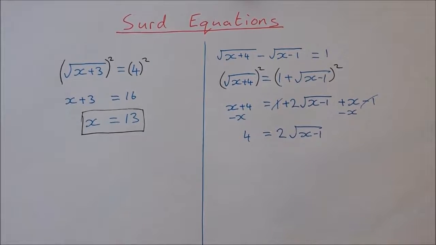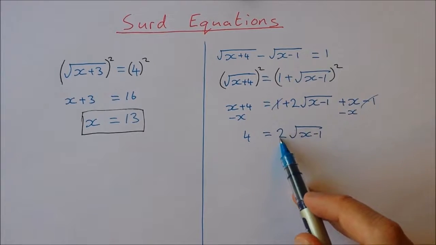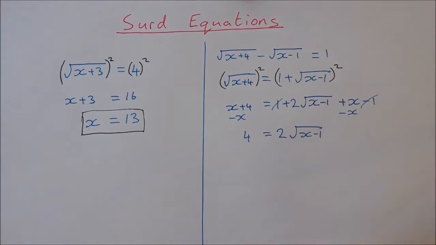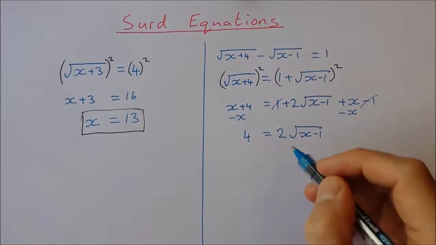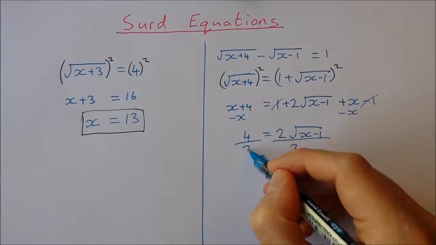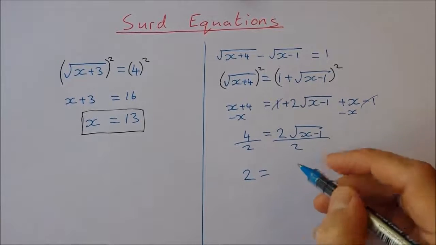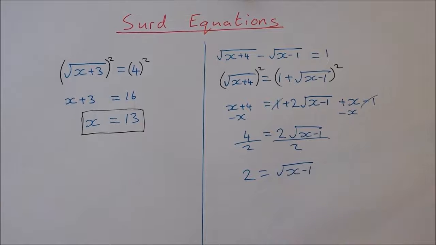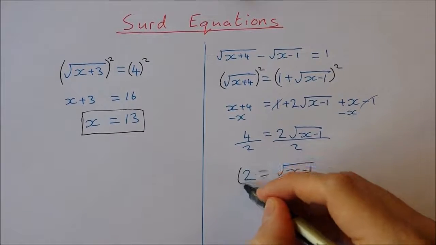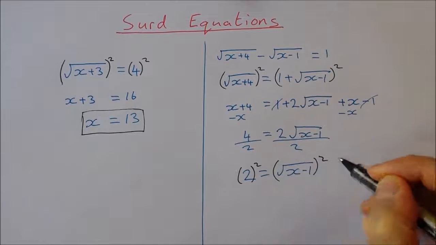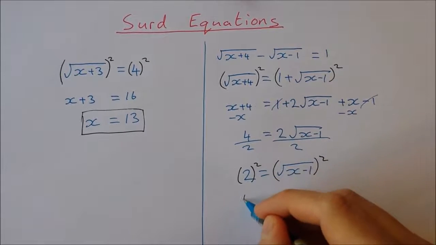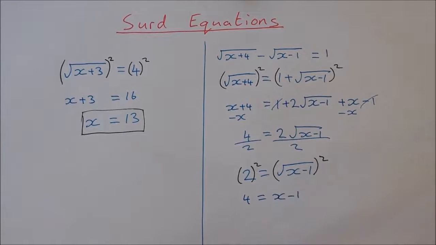Now there's two approaches that I can take now. I could divide both sides by 2, or I could go ahead and square both sides at the same time. I'm going to show you both. So I'll show you first dividing both sides by 2 will give me 4 divided by 2 is 2. 2 root x minus 1 divided by 2 is root x minus 1. Now I can square both sides. So I get 2 squared is 4 equal to x minus 1. And now I can add 1 to both sides to get x equal to 5.